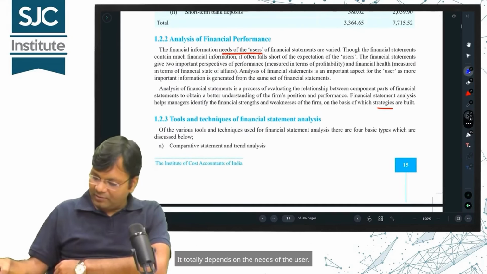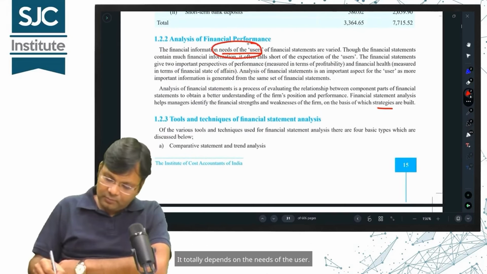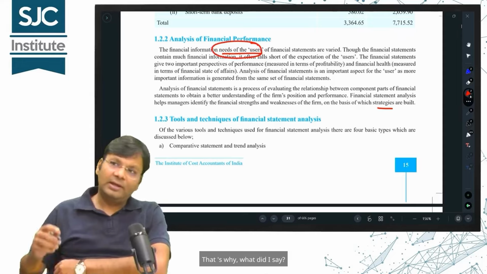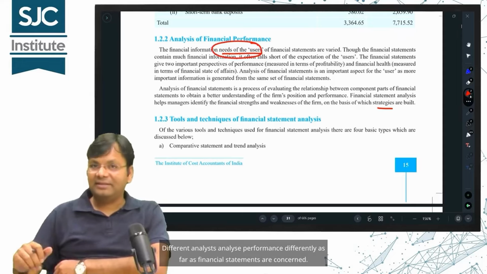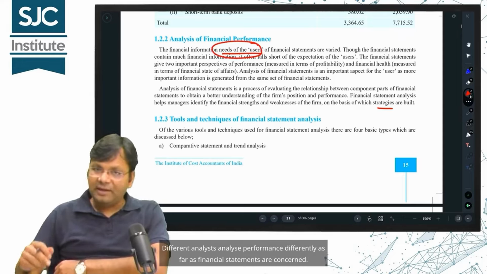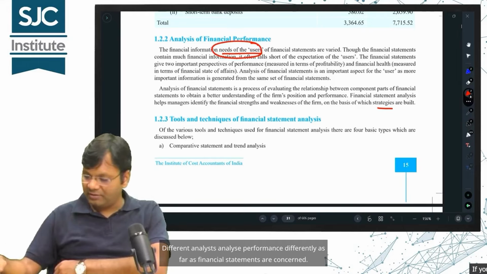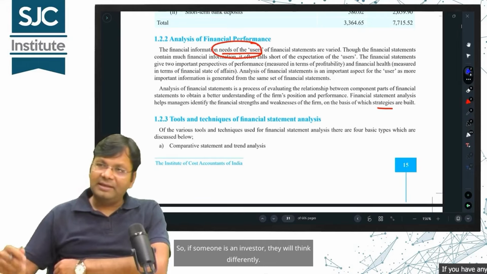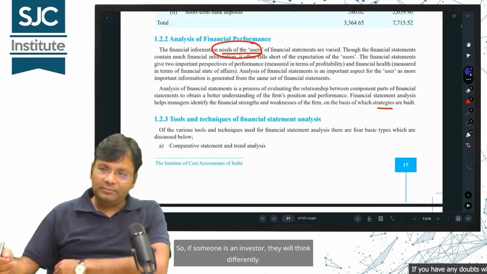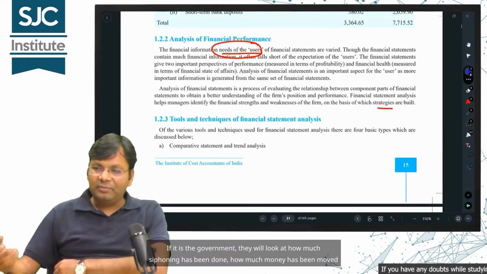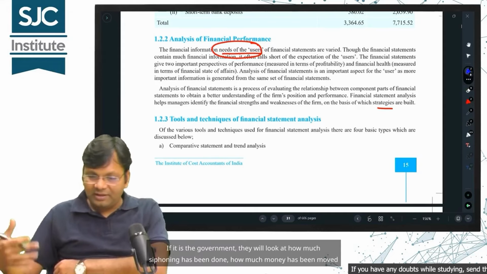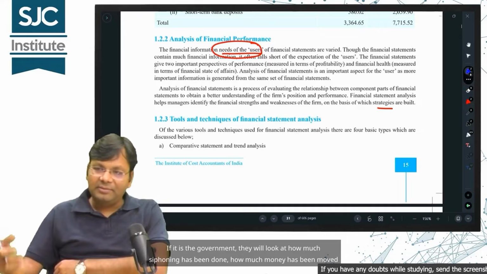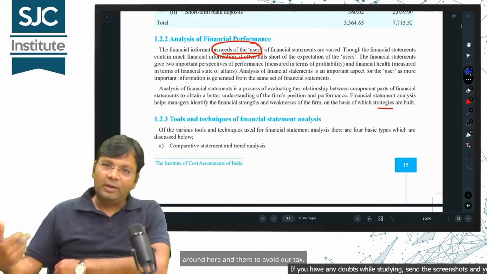Now, after this, let us move further to see how to analyze financial performance. It totally depends on the needs of the user. That's why, what did I say? Different analysts analyze performance differently as far as financial statements are concerned. If someone is an investor, they will think differently. If it is a government, they will look at how much siphoning has been done, how much money has been moved around here and there to avoid our tax.